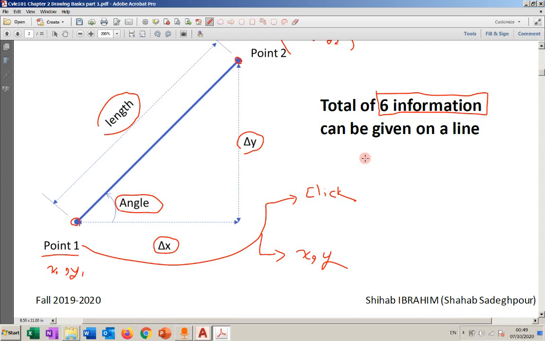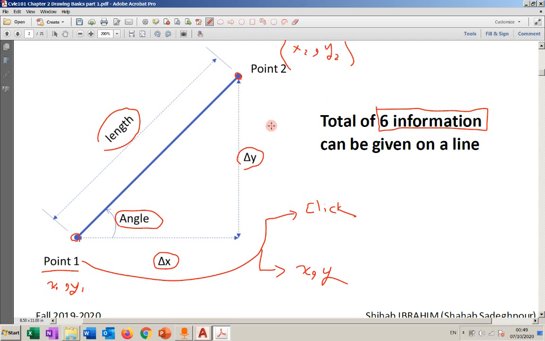Those are the 6 pieces of information that we have on a line: 2 points, length, angle, delta x, delta y. I mean, the difference between the horizontal and the difference between the vertical, between the 2 points.